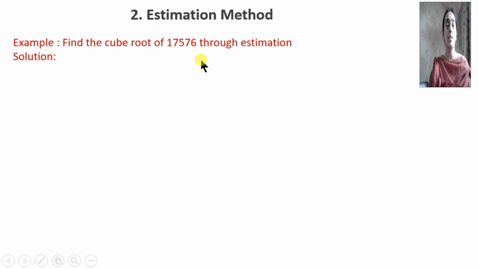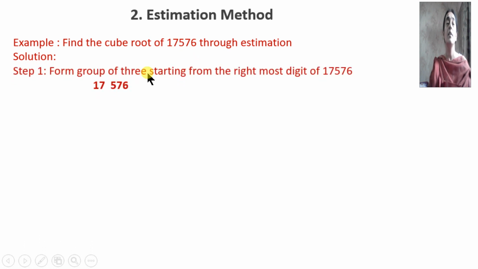First step is you divide the number. You form the groups of 3 starting from the rightmost digit of 17,576. The rightmost digit is 6. So I divide into groups of 3. One group will be 5, 7, 6 and the other group will be 1 and 7. That was my step 1.